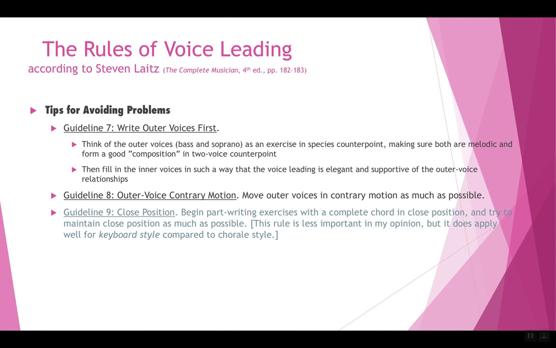Chorale style is where you have S-A-T-B on separate staves, whereas keyboard style is where you have the upper voices on... Sorry. Chorale style is where you have tenor and bass on the lower staff and soprano and alto on the upper staff, whereas in keyboard style, you have soprano, alto, tenor on the top staff and the bass on the bottom staff. And the rules are just slightly different, which is with keyboard style, you want to basically stay within an octave in the right hand, in the upper three voices.